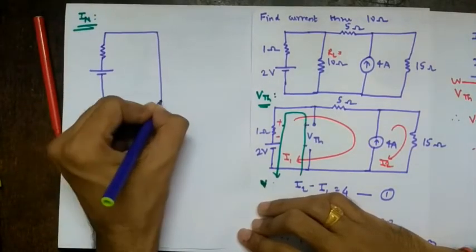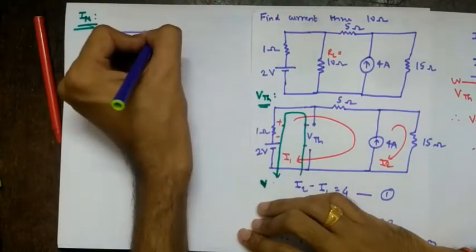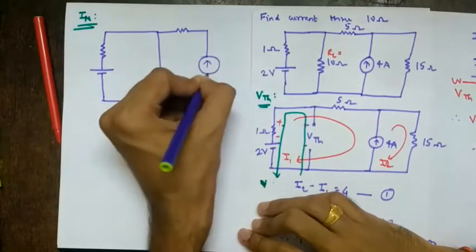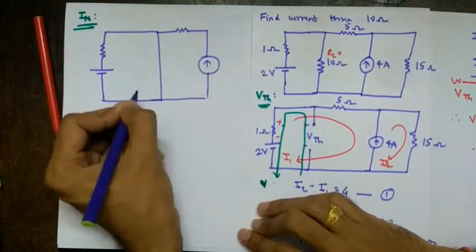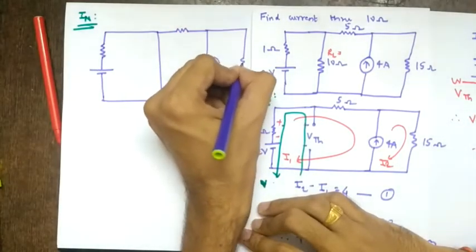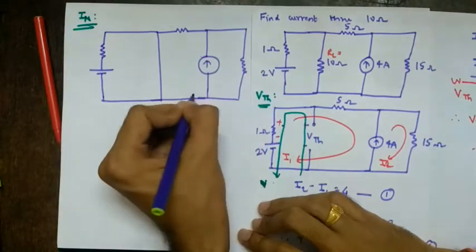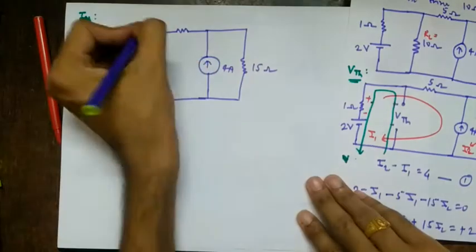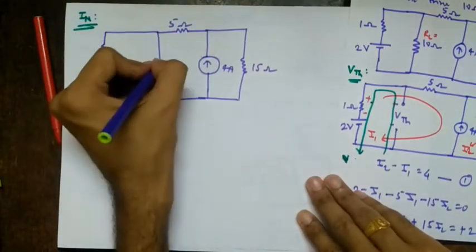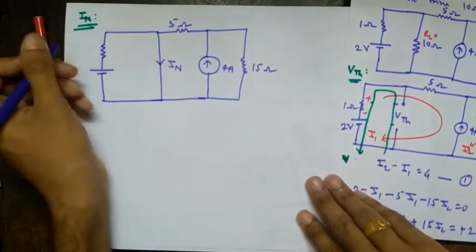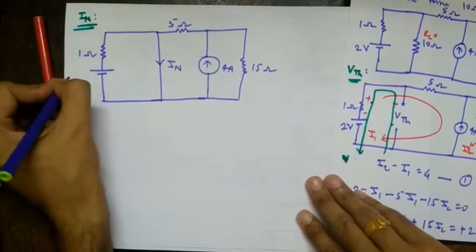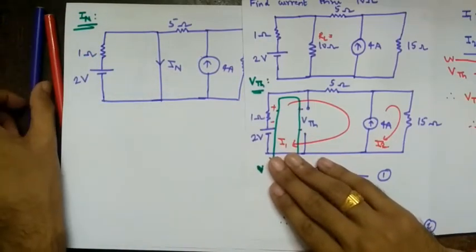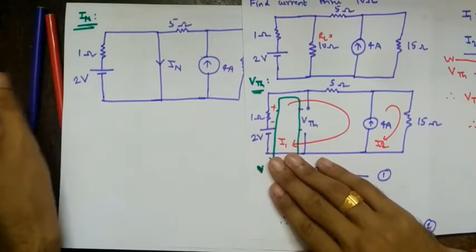Now it is shorted instead of open as in the previous case. So this is 15 ohms. This is 4 amperes. This is 5 ohms. And this is IN. This is 1 ohm. This is 2 volts. So we have to find this IN. So what will it be? Let's see.